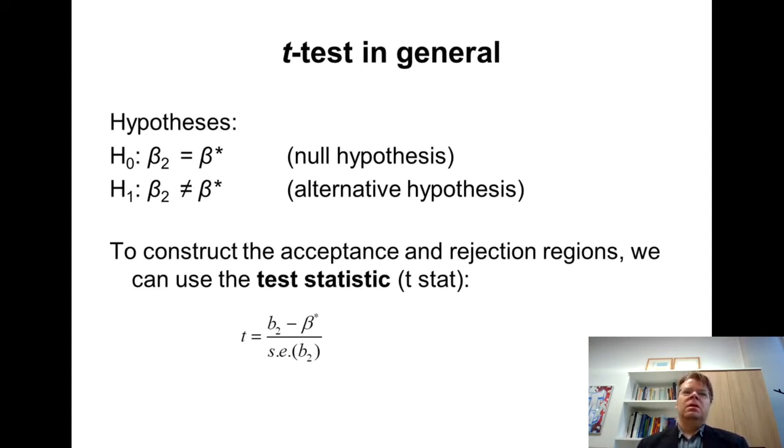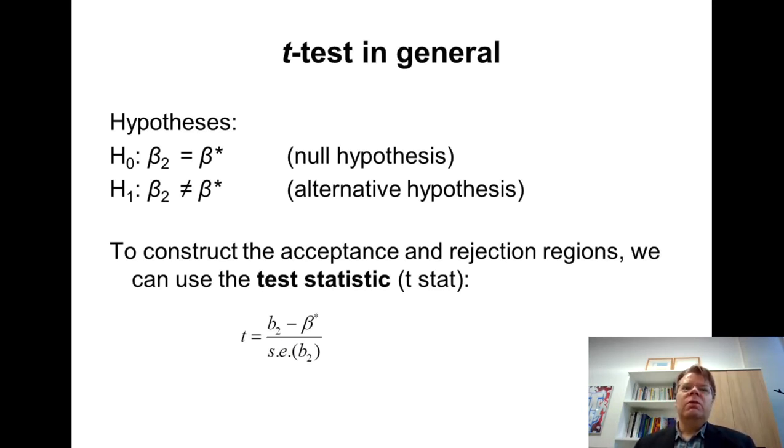Okay. And as alternative hypothesis, then we say that the beta 2 is not equal to beta asterisk. And in the general case, this is why I call it general case, this beta asterisk can be anything, whatever number. Could be 10, it could be 100, it could be 0, it could be 1, whatever. It's something that just theory or empirical evidence is giving. But this is our hypothesis that we want to test.